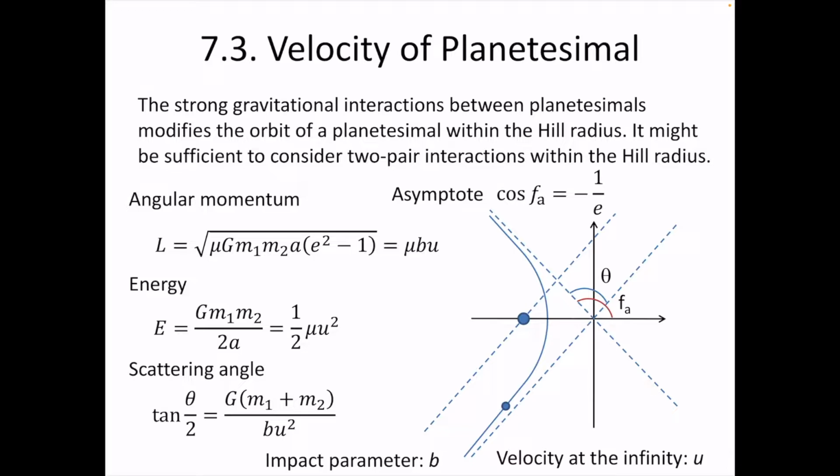In the case of the energy, total energy E is expressed as G m sub 1 m sub 2 over 2a. At infinity, we have only the kinetic energy, 1 over 2 mu u squared. The scattering angle is given by tangent theta over 2 equals G times m sub 1 plus m sub 2 over b u squared. b is called the impact parameter. For the asymptote, cosine f sub a equals minus 1 over e, where e is the eccentricity. Using this knowledge, we are going to find the velocity change in a single encounter.